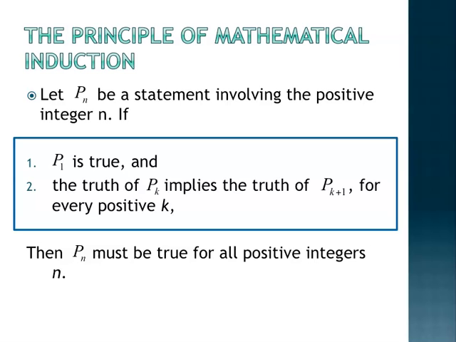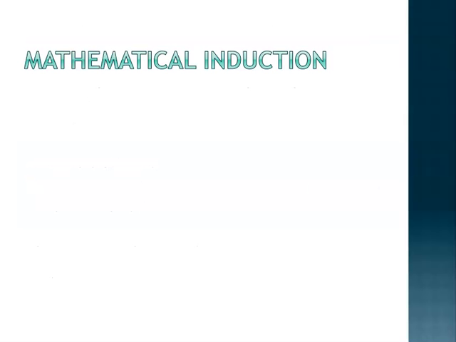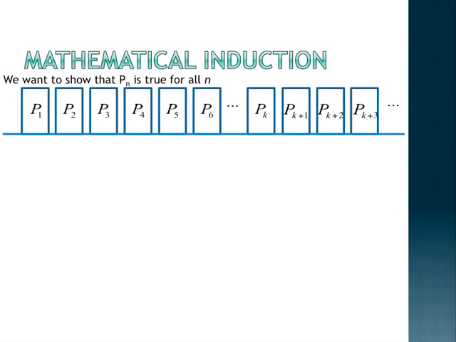So a way to maybe visualize what all this is saying is what we have here. Say you want to show that P sub n is true for all n. So you want to show that some pattern, some sequence, some formula is going to hold true as n goes to infinity. So this is what we want to show. We want to show this is true for P1, P2, P3, all the way up to k plus 3, and continuing on and on and on. We're not sure whether or not this is true. This is kind of our guess.